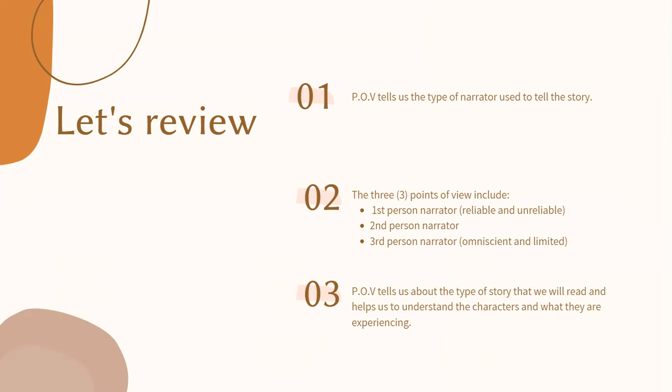So let's do a quick little review of what we've learned so far. So we've learned that point of view tells us the type of narrator used to tell the story. We've also learned that the 3 points of view include first person narrator, who can be reliable or unreliable. We have the second person narrator. We have the third person narrator, who is classified as omniscient or limited.